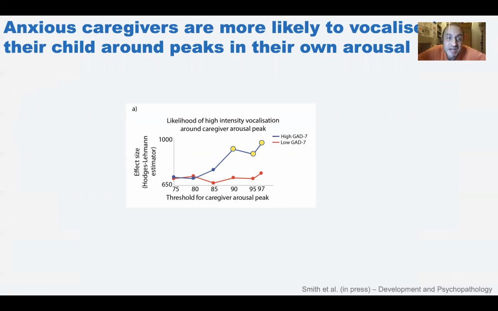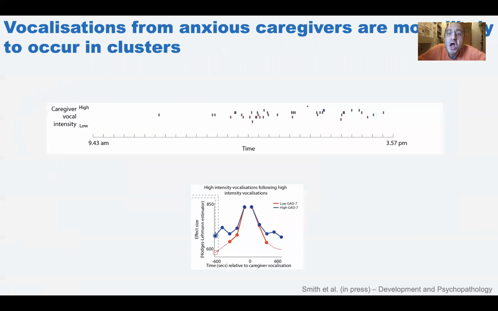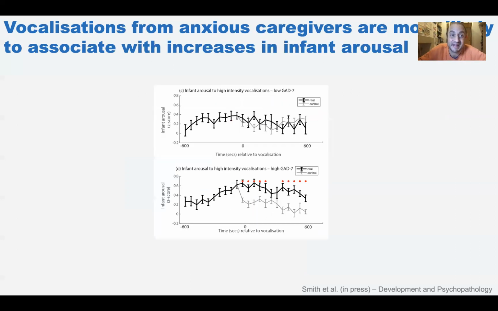But the take home was that anxious caregivers are more likely to vocalize to their child around peaks in their own arousal. So when I have a peak in my arousal, if I'm an anxious caregiver, I'm more likely to vocalize to my child at that time. We also looked at the temporal patterning of these vocalizations, and how they co-occur in time, and we find that in highly anxious parents, if you get one type of these high intensity vocalizations, you're more likely to get other similar vocalizations co-occurring in time, whereas in low anxiety parents, you're less likely to get that.